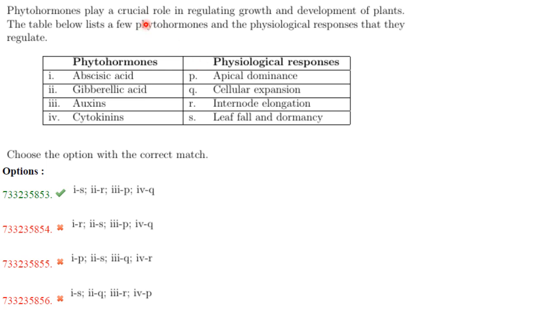Then phytohormones play a crucial role in regulating growth and development of plants. The table below lists a few phytohormones and their physiological response that they regulate. So abscisic acid is leaf fall dormancy, that is first one is S. Then gibberellic acid is internode elongation R. Auxins is apical dominance P. Cytokinin is cellular expansion Q. So the answer is option 1. It is just a simple match the following.